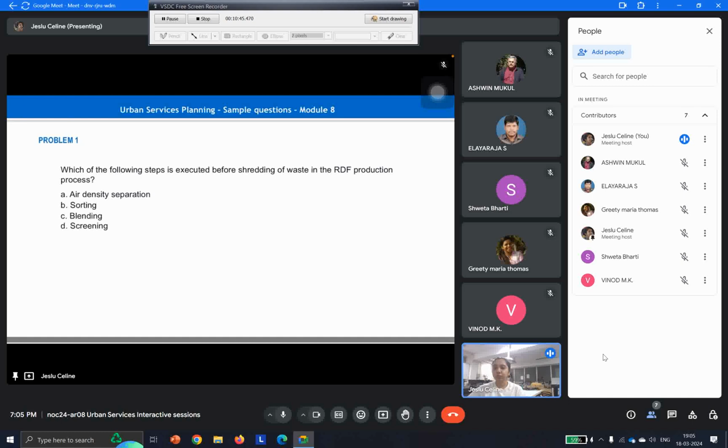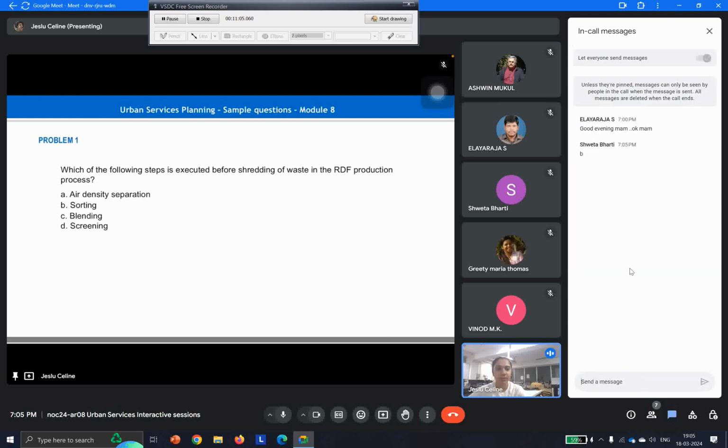Problem one: which of the following steps are executed before shredding of waste in the RDF production process? A. Air density separation. B. Sorting. C. Blending. And D. Screening. Yeah. Can someone answer this question? This is a very simple question.